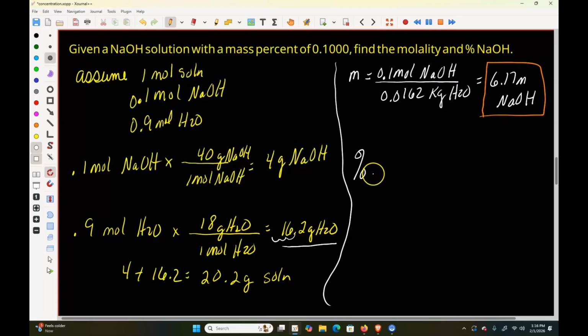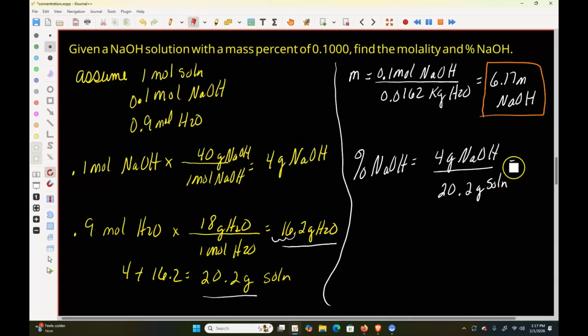For my percent sodium hydroxide, I have 4 grams of sodium hydroxide and 20.2 grams of total solution. I need to multiply that times 100. That means I have a 19.8% sodium hydroxide.